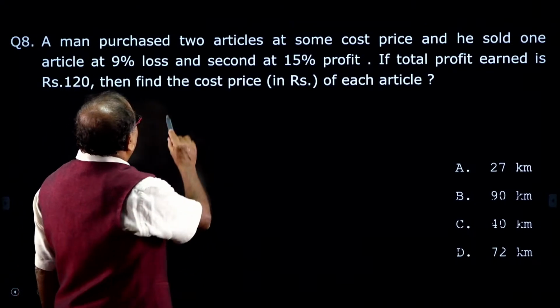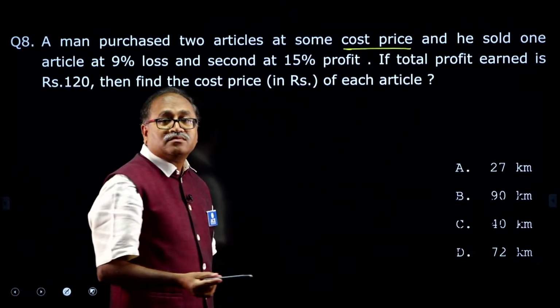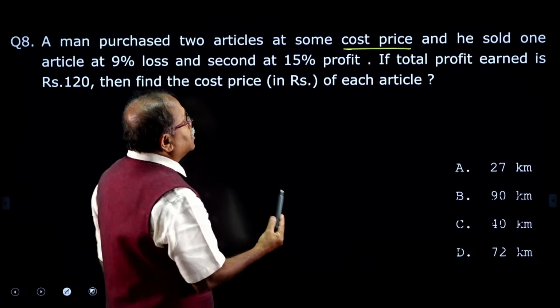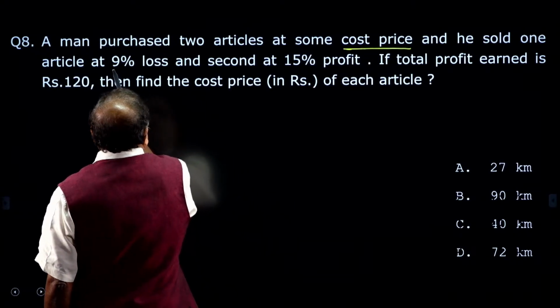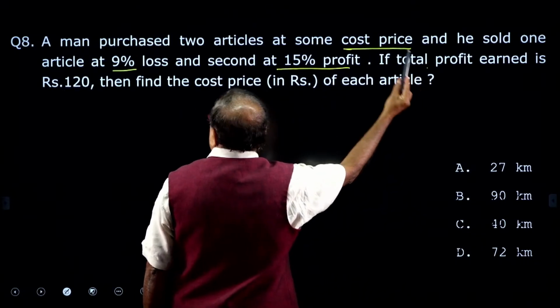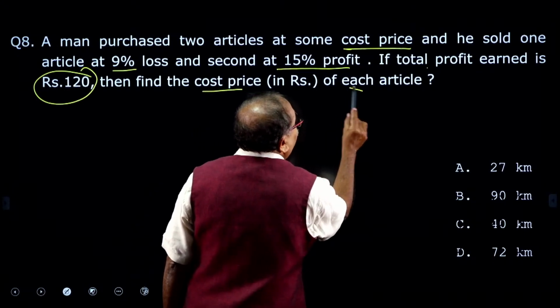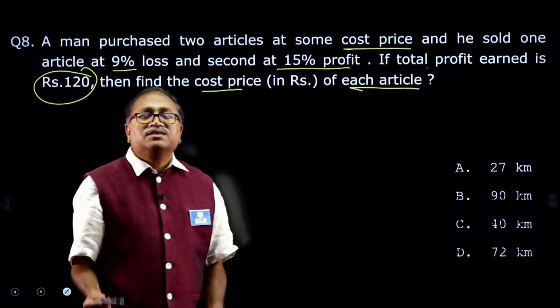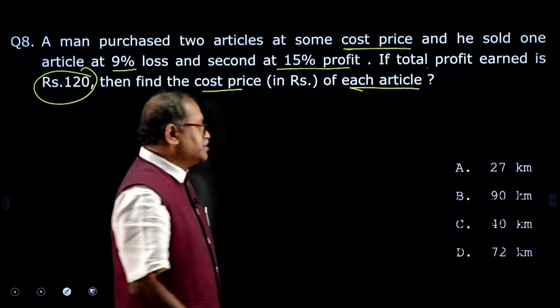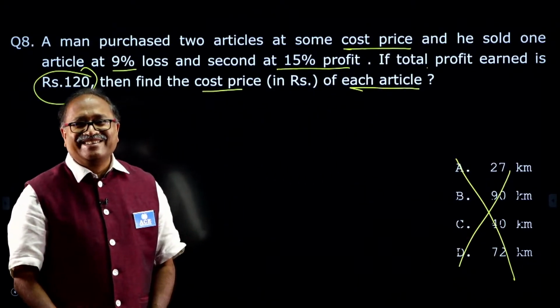This one: a man purchased 2 articles of the same cost price. Now, he sold one article at 9% loss and the second one at 15% profit. If the total profit earned is 120, then find the cost price of each article. The simplest possible question. No one can prepare a question smaller than this for the examination.